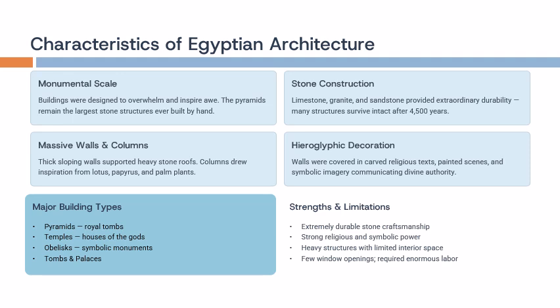In Egyptian architecture, the major building types were pyramids, that is royal tombs, temples, houses of the gods, obelisks, that is symbolic monuments, and tombs and palaces. Coming to the strengths and limitations: extremely durable stone craftsmanship and strong religious and symbolic power are the strengths. Whereas the limitations are heavy structures with limited interior space, few window openings, and the enormous labor required.